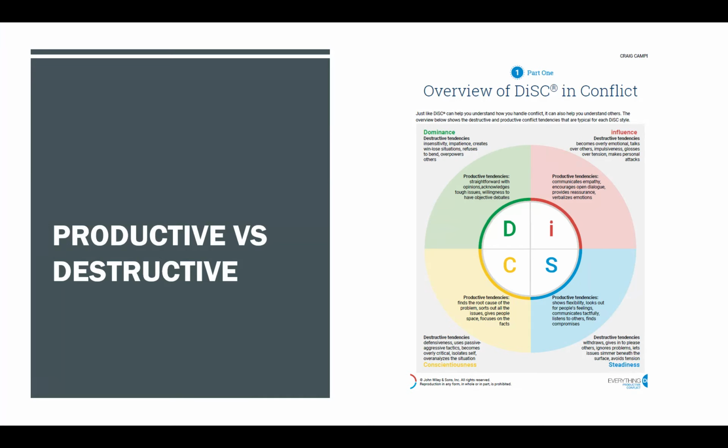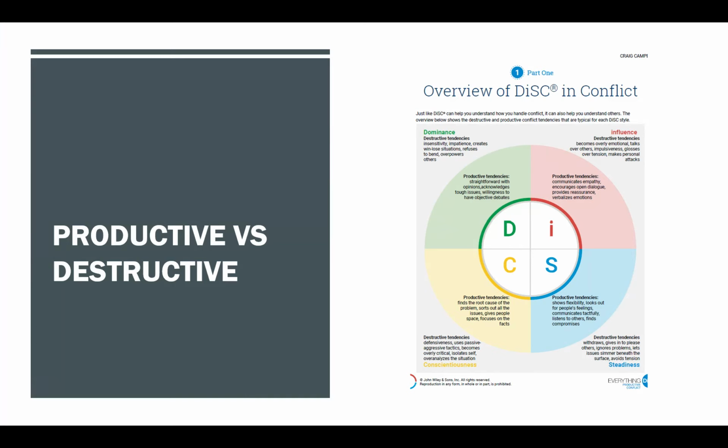And the last people in here are obviously the C's. So the C's, they want to find the root of the cause. They want to sort out all the issues. They want to give people space and focus on the facts and make sure we're only doing things which are fact-based and not emotional, which are all really, really good traits.